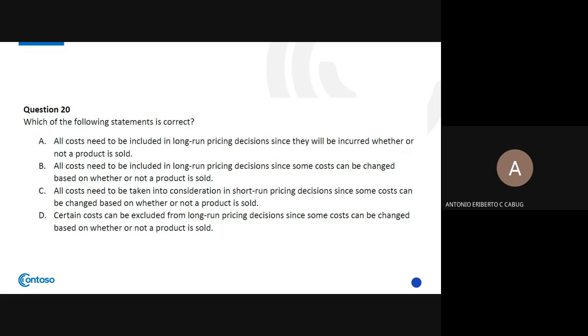Dito tayo sa mga miscellaneous items. We shall now proceed to the miscellaneous items. So what is your answer here for number 20? Which of the following statements is correct? Go.